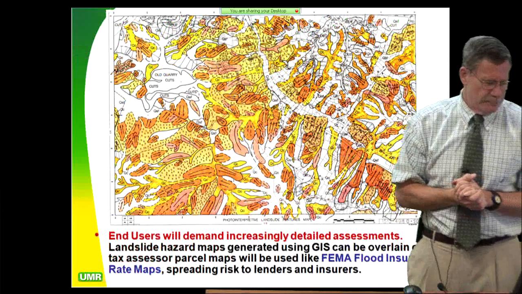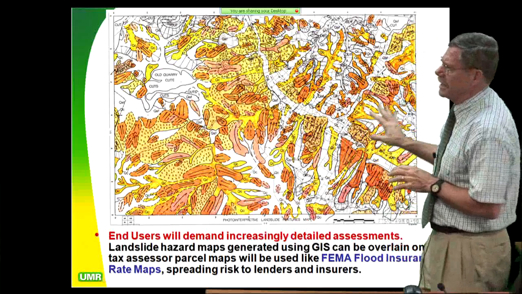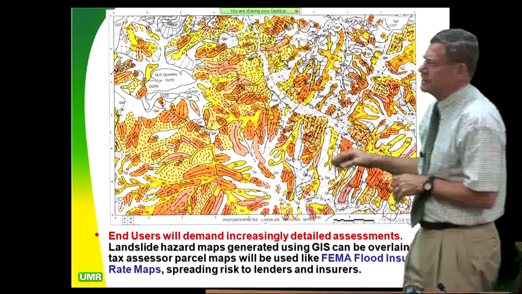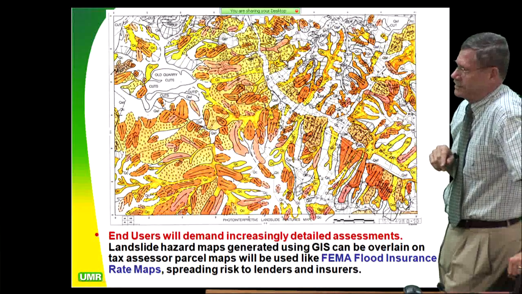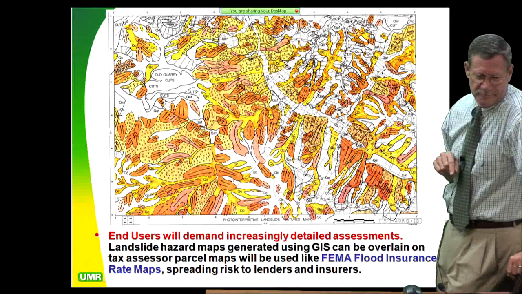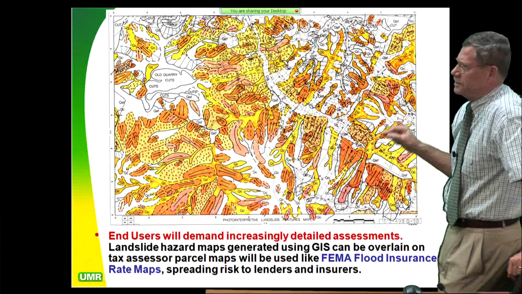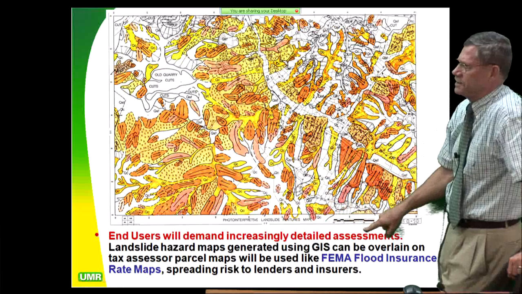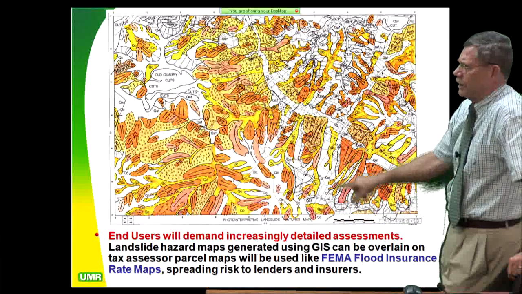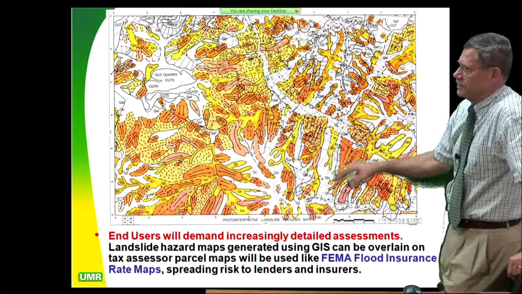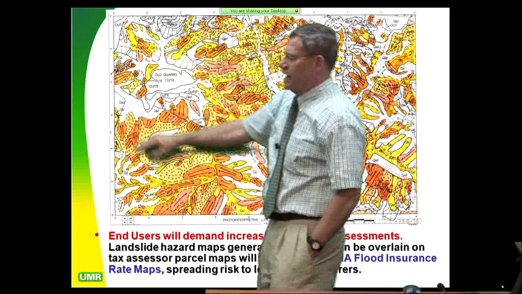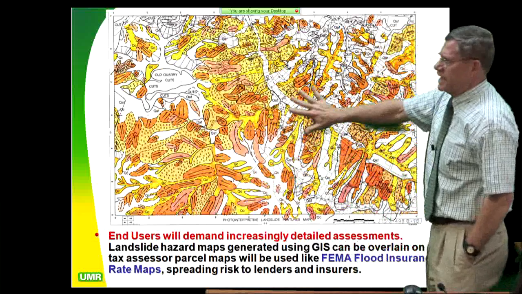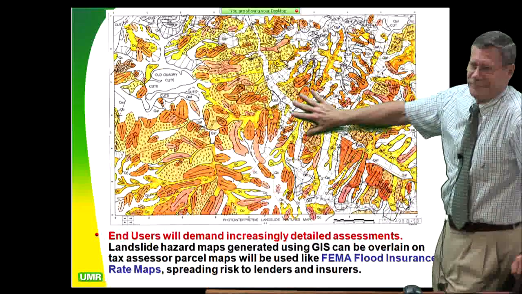All right. Here's a map, a landslide hazard map I did, part of one, for the city of Orinda. It was probably the most litigious hunk of real estate in the United States, a 9-square-mile town in the San Francisco East Bay. End users are going to demand increasingly detailed assessments. What does that mean? It means they want to look on here and say, where's my property? So that's what I'm showing here. Here's landslides and surficial deposits and the tax assessor's parcel map. That's what people want to see.